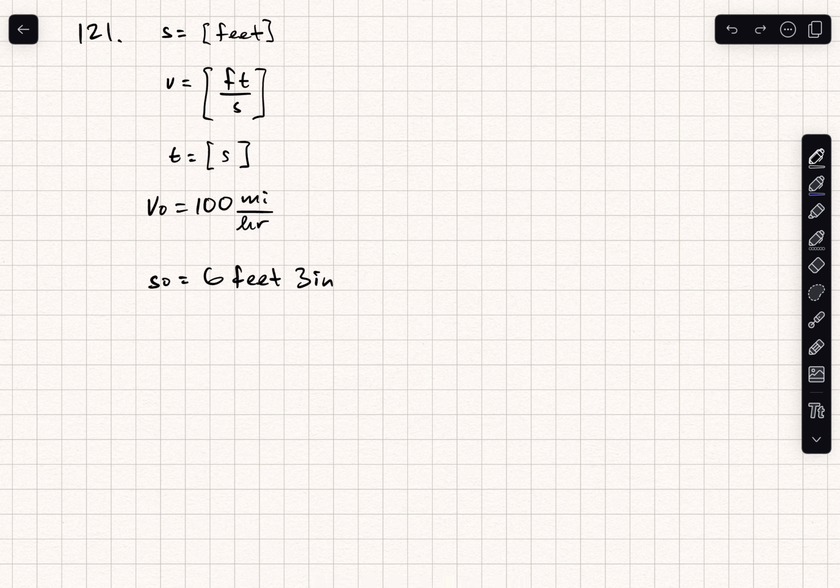We need velocity in feet per second. So you might remember that 1 mile equals 5,280 feet, and 1 hour equals 3,600 seconds. Also, for position, you need this purely in feet, not feet and inches. So you should remember that 1 foot equals 12 inches, and then you can do the conversions from there.